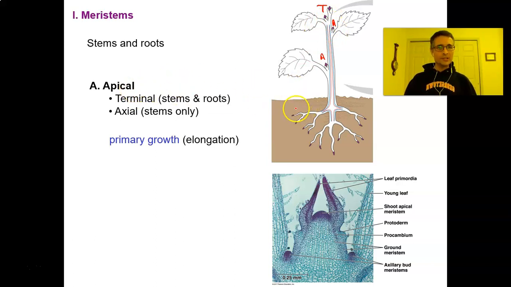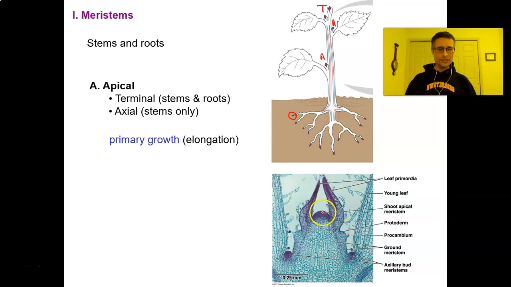For roots, however, because we don't have nodes, we only have root tips. We just have axial meristems that are in effect terminal meristems. And we see those at the tips of these roots right here. In a little developing stem, and you saw this in lab, we can see these meristems in action.